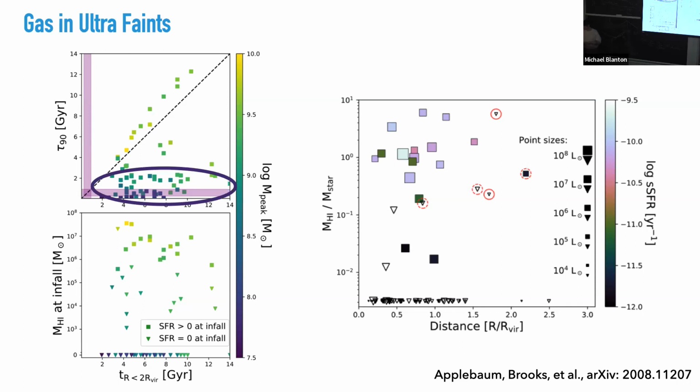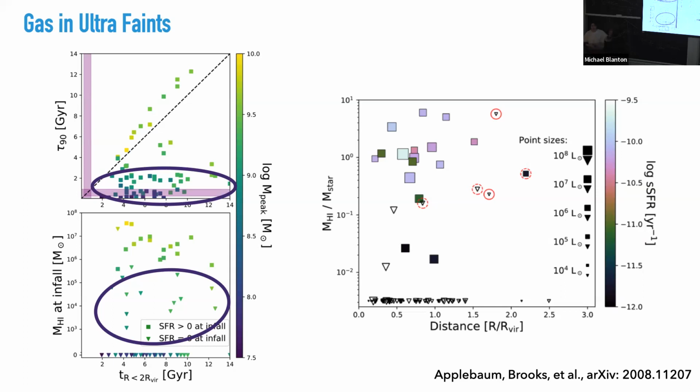But the lower plot shows you H1 masses at infall. And this is what I find interesting: here you have a whole bunch of things that are no longer forming stars, but they have gas masses of up to 10 to the 5 in H1 as they fall into the Milky Way. The right-hand plot shows the H1 to stellar mass ratio at redshift 0 as a function of distance from the Milky Way. Long story short, the things in red are ultra-faint dwarf galaxies that have enough H1 that something like Wallaby will be able to detect them.